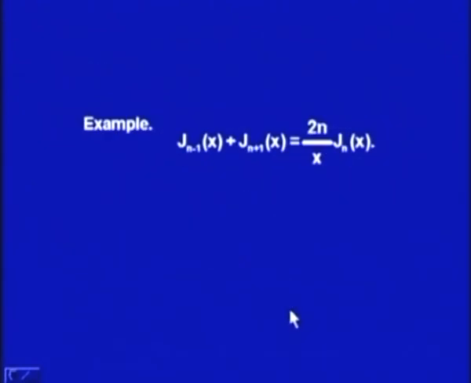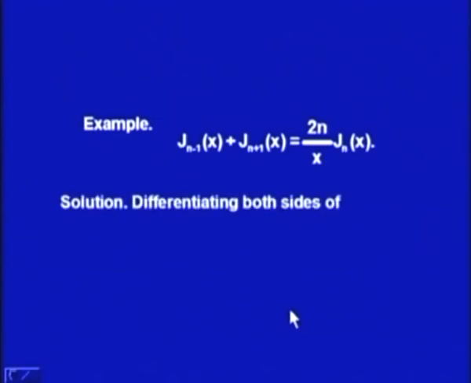Now, let us study an example based on the generating function. Let us establish this recurrence formula for Bessel functions: J n minus 1(x) plus J n plus 1(x) equal to 2n over x Jn(x). We had earlier shown this. Now, we are going to prove this using the article on generating functions.